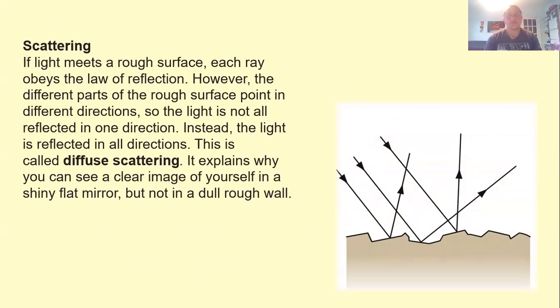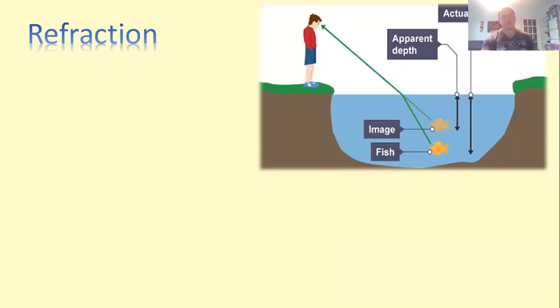As you can see there, I'm not going to read it out to you. It's just a rough surface, and it reflects the light back in all different directions. Now this is diffuse scattering, and it's why you can see a clear image of yourself in a shiny surface such as a mirror or a polished metal, but not on a dull, rough wall.